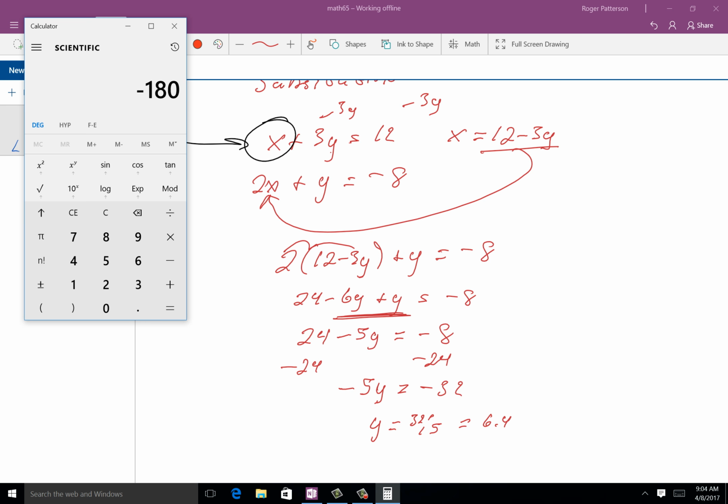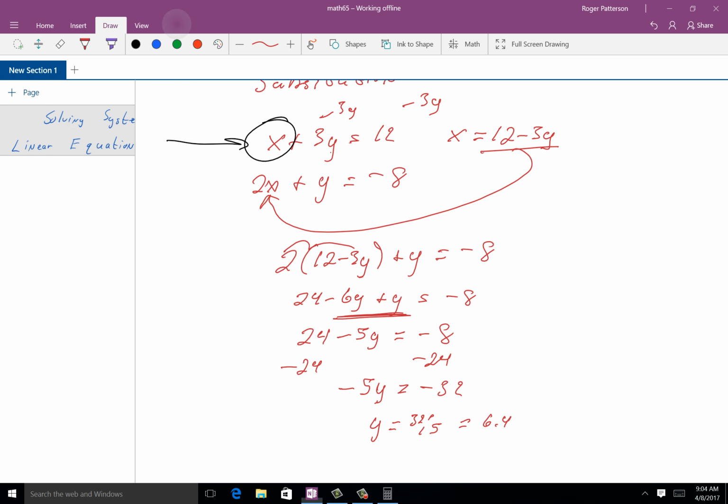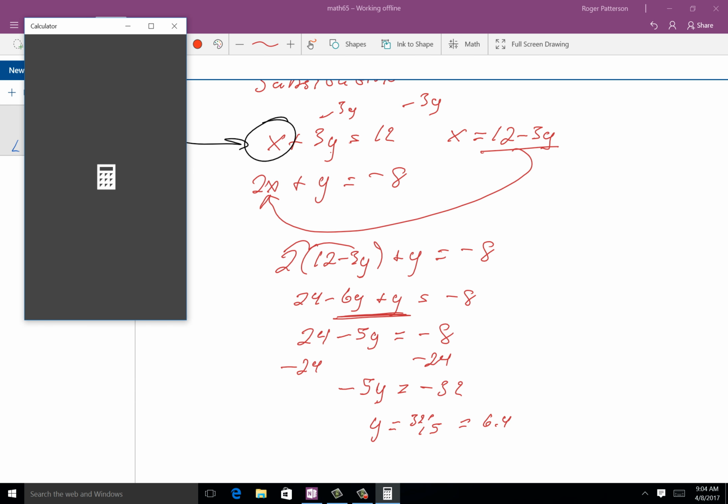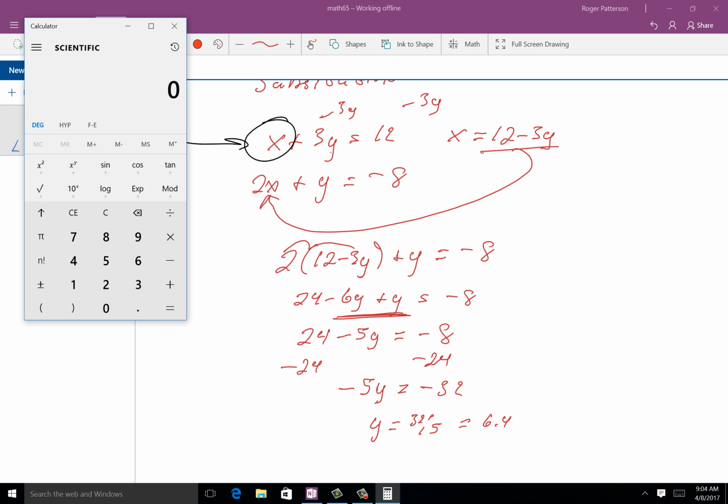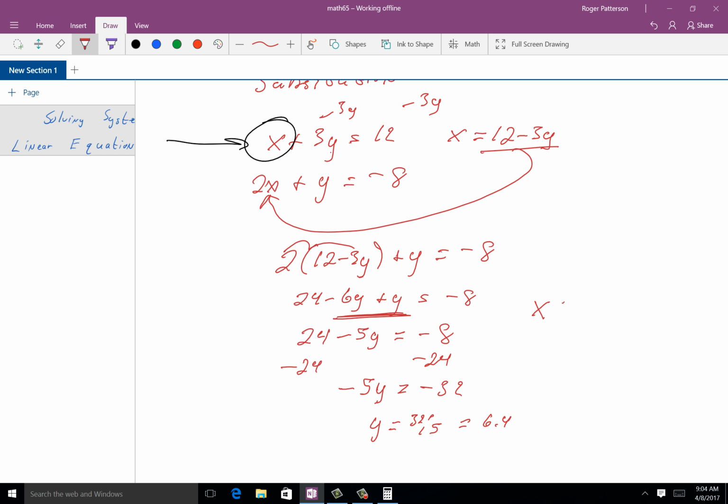Is it negative 7.2? Oops. Well, I can tell you it's not 180, which is what I got. Let's see, 12 minus 3 times... I think I didn't get 6.4. I think it said 64. 7.2, yep. So x is equal to negative 7.2. Now I have an x and a y, so the point would be negative 7.2, comma, 6.4.